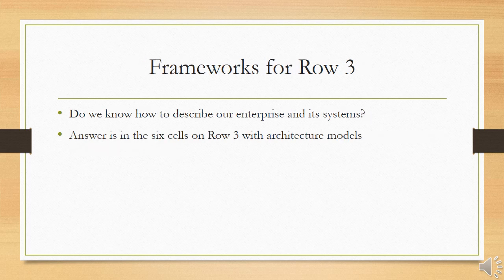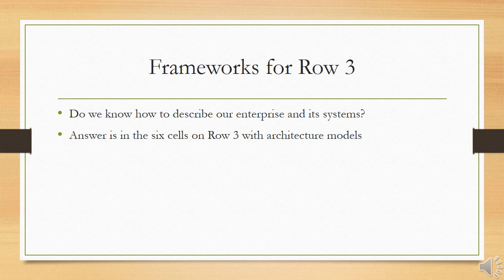Frameworks for row 3. In row 3 of the Zachman framework, which is the architect's perspective, you must ask, do we know how to describe our enterprise and its systems? If you can't answer that question, you proceed further through the Zachman framework and populate the 6 cells on row 3 with architecture models. The matrices relating entities in different columns then become your viewpoint correspondences.